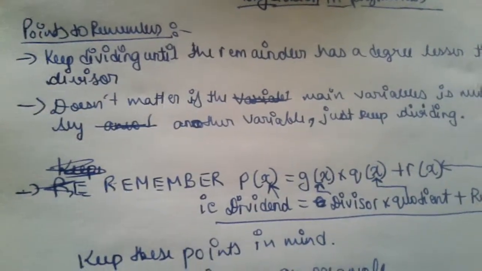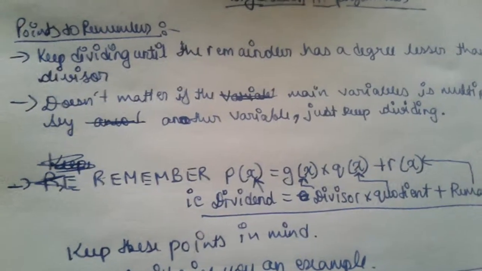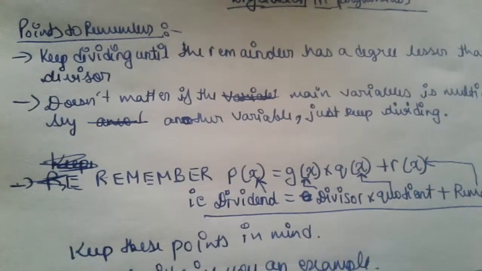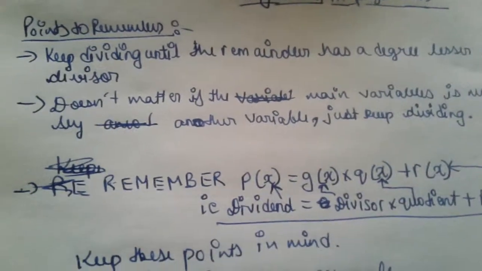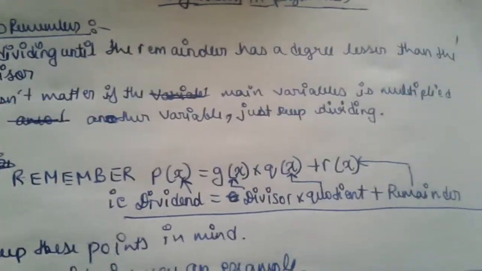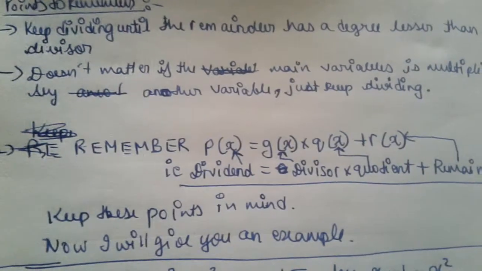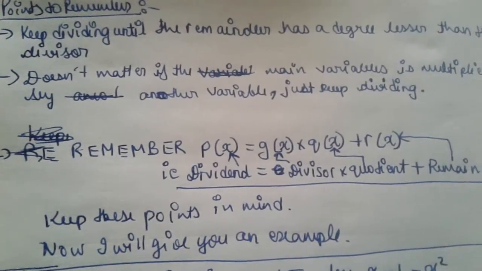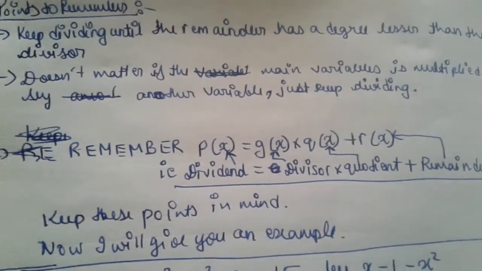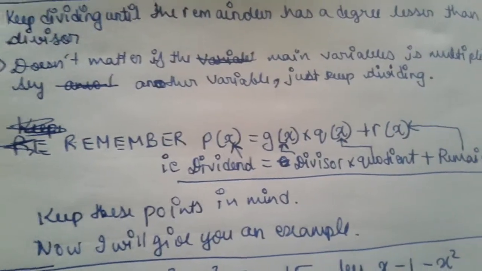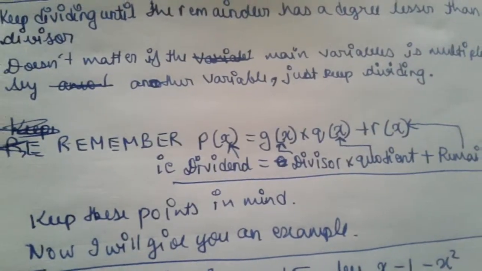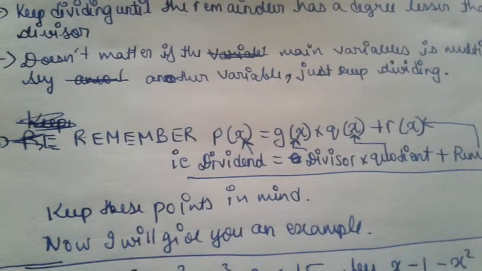Okay friends, today we will learn how to long divide in polynomials. The first point to remember: keep dividing until the remainder has a degree lesser than the divisor. Hope you know what's a divisor. A divisor is any polynomial which divides a bigger polynomial having a greater degree than the divisor, and the greater polynomial is known as a dividend.